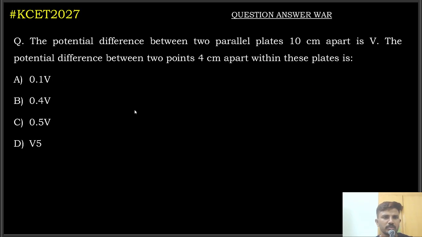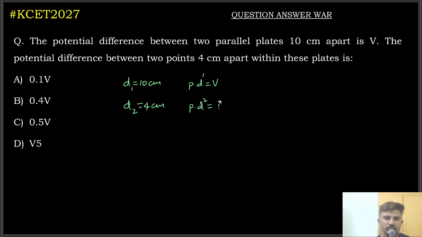Next, moving on to the next question. The potential difference between two parallel plates which are 10 centimeter apart is V. The distance between the plates is 10 centimeter, so the potential difference is V volt. The potential difference between the two plates, let's consider this D1, D2 is equal to 4 centimeter, is how much?